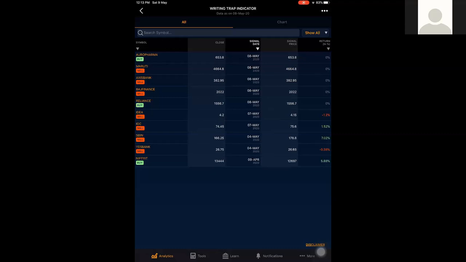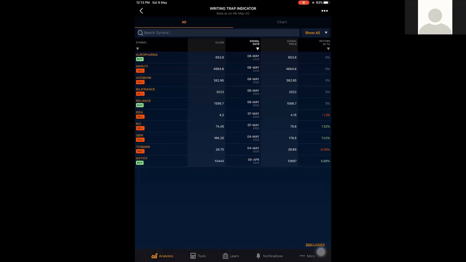Oh, sorry, I'm reading wrong. The signal price is here and the close means the last closing price of the day. So the signal of the Yes Bank was at 26.65. Currently it is at 26.75. So we are making a marginal loss.